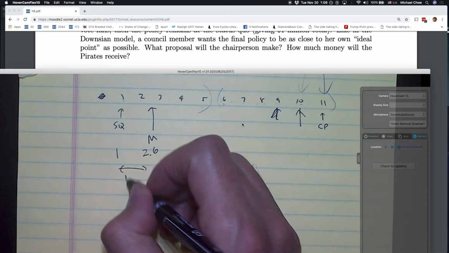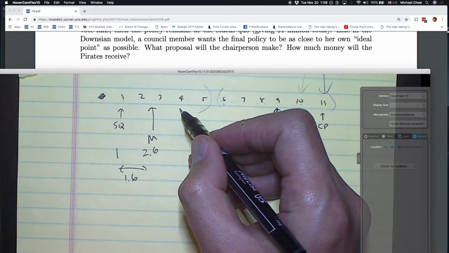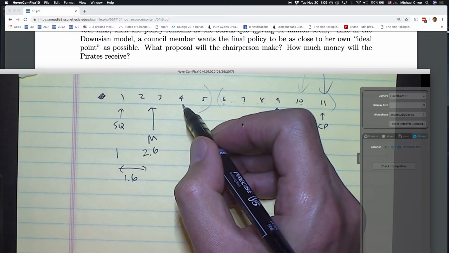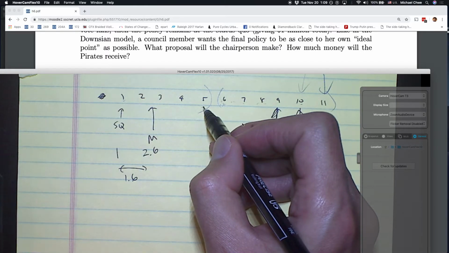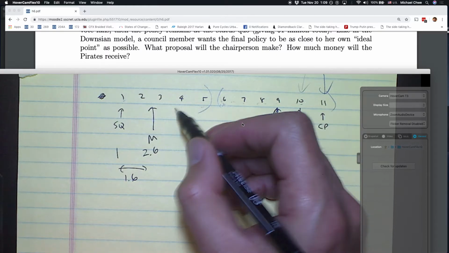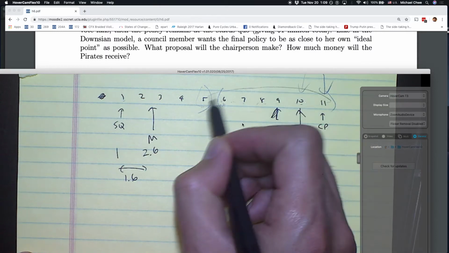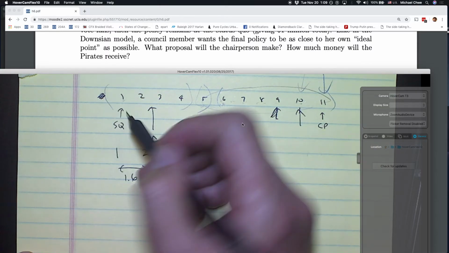So the status quo is 1.6 away. 4 is 1.4 away. Yes. The mayor will not veto 4. Will the mayor veto 5? Yes, because that's 2.4 away. So the mayor will veto anything in this region. The mayor will be okay with this. Yes.